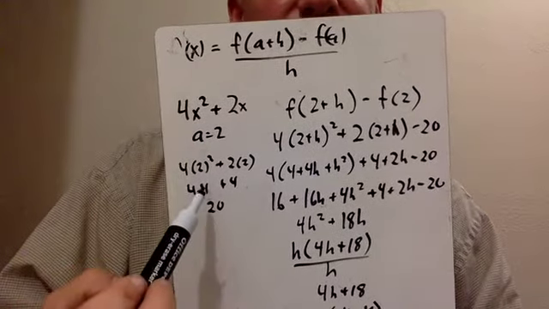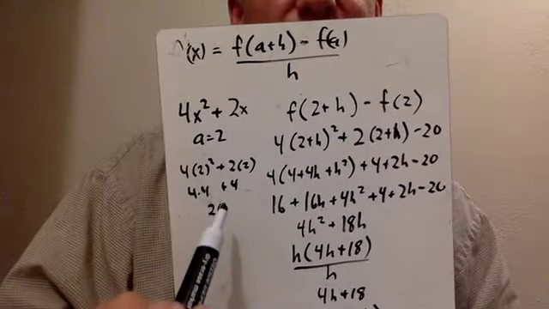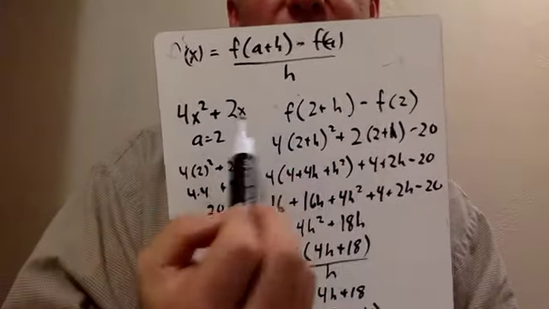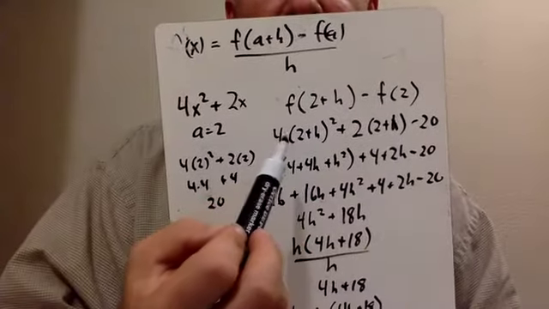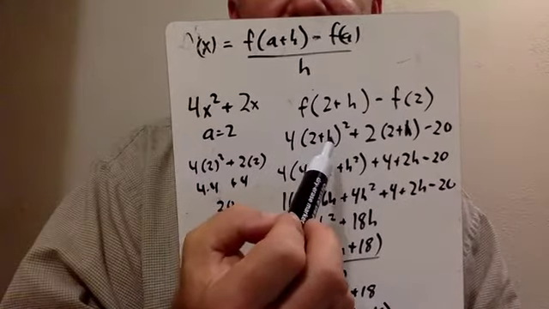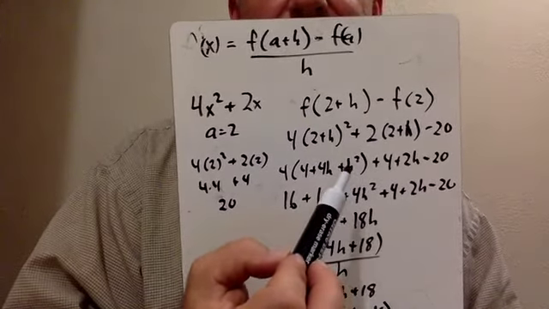So you put a 2 in for that x. 2 squared is 4. 4 times 4 is 16. Put a 2 in for this x. 2 times 2 is 4. 16 plus 4 is 20. So that's where this 20 comes from, is f of 2 getting put in here. All right, now you do your FOIL. You do 2 plus h times 2 plus h, and it gives you this, 4 plus 4h plus h squared.